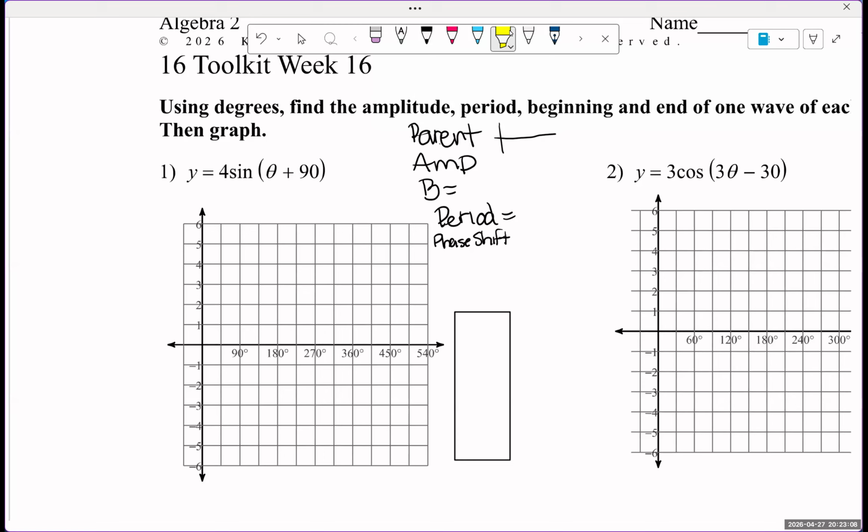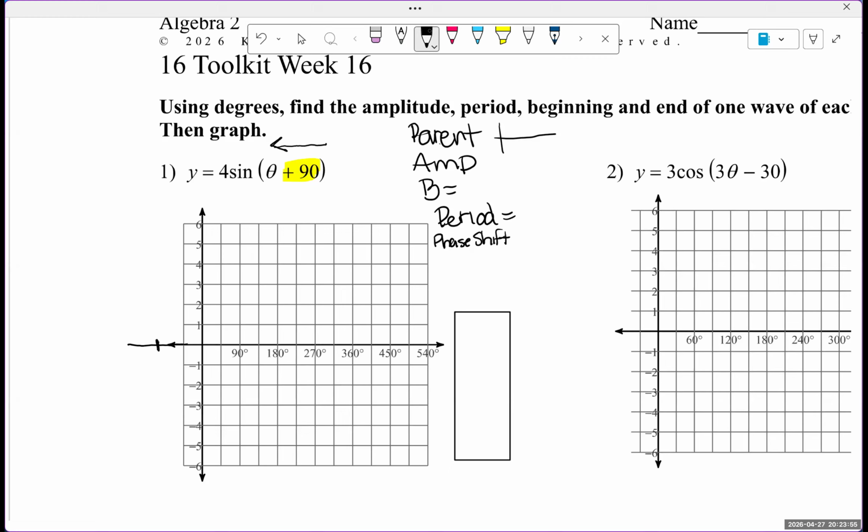Number one. Okay, so we notice that we have an extra plus 90 in here that we haven't had to deal with before. So this is going to have a horizontal shift. Think back to your quadratics when it was inside the parentheses like that. It had a negative horizontal shift. So it's going to shift it 90 degrees in the opposite direction.